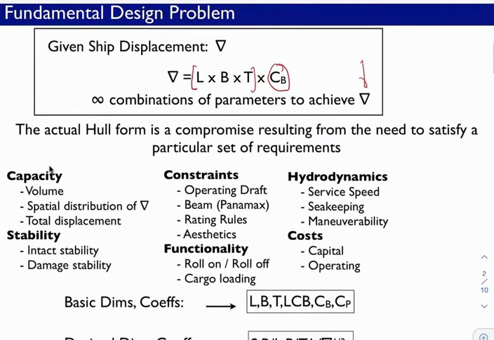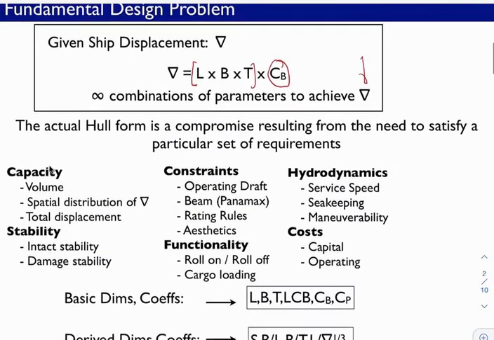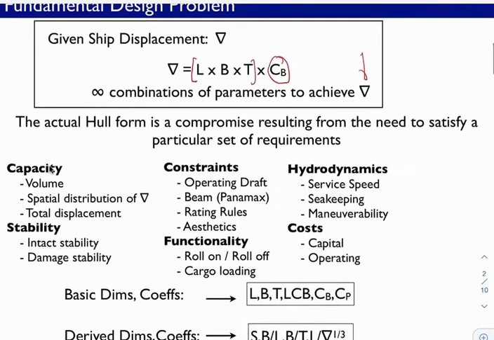So the actual hull form is a compromise resulting from the need to satisfy all these requirements, and I'll just go briefly through these. Capacity deals with how much volume you actually have to carry with you. So this is the gross tonnage you have to carry on top of your own displacement. This influences the volume requirements as well as the spatial distribution of that volume.